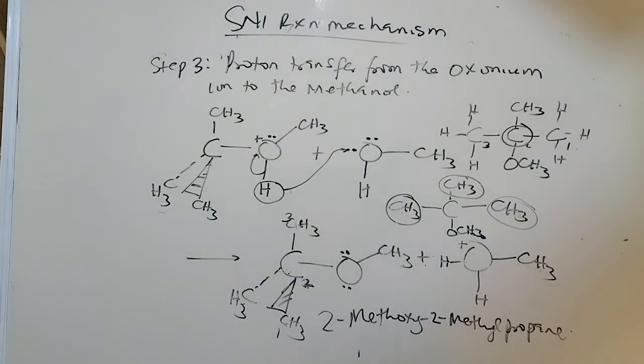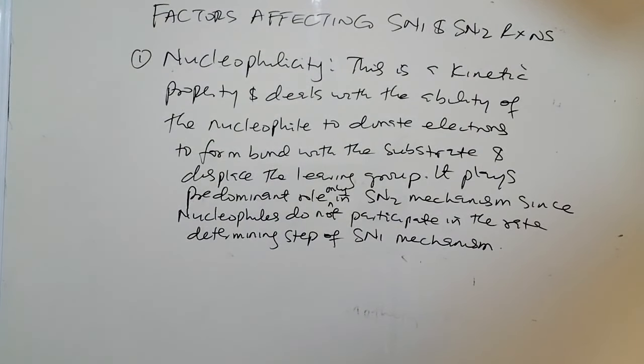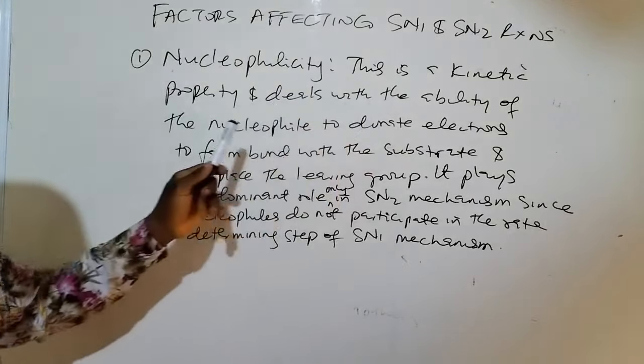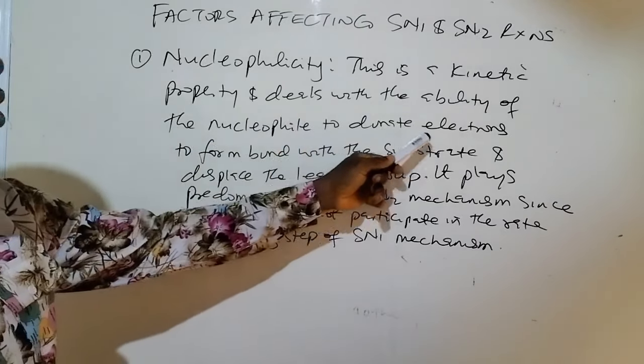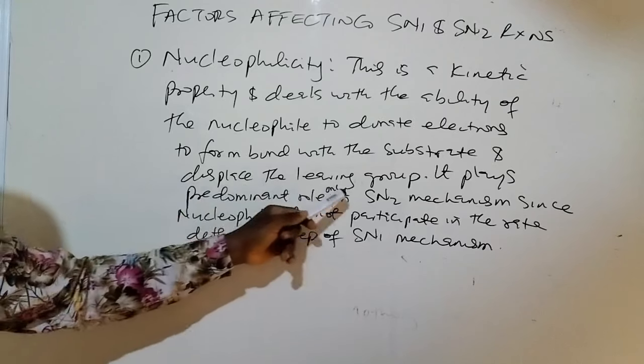So having done that, we'll now go over to another aspect of this topic: the factors affecting SN1 and SN2 reaction mechanisms. The first factor that affects SN1 and SN2 reactions is what we call nucleophilicity. This factor is a kinetic property and deals with the ability of the nucleophile to donate electrons to form a bond with the substrate and displace the leaving group.